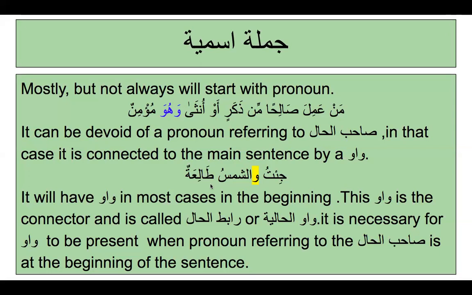Ash-shamsu taliyatun has no pronoun that is going back to the original sentence, which was ji'tu, jumla fi'liya, fa'iluhu ana. It has nothing in it. This jumla ismiya has no pronoun that is going back to ji'tu. Therefore, what we did was we brought waw, which is called waw haliya, and this made the connection between ji'tu and ash-shamsu taliyatun. What will be the status of this jumla ismiya, my dear sisters?